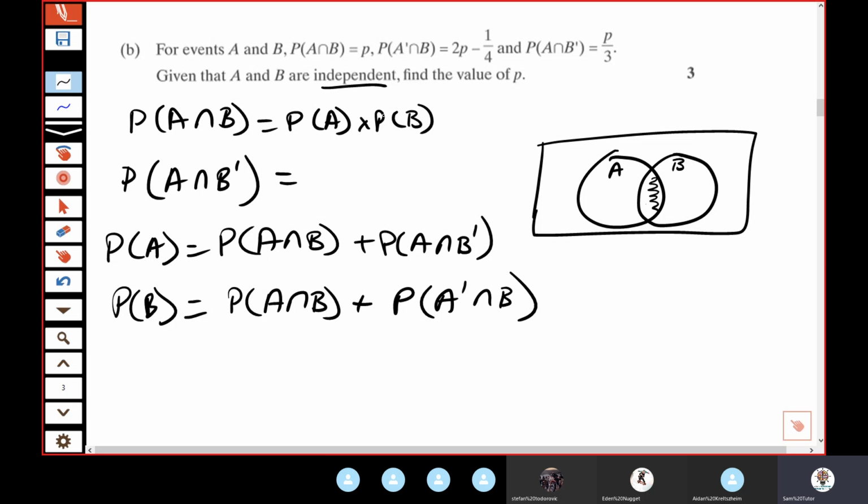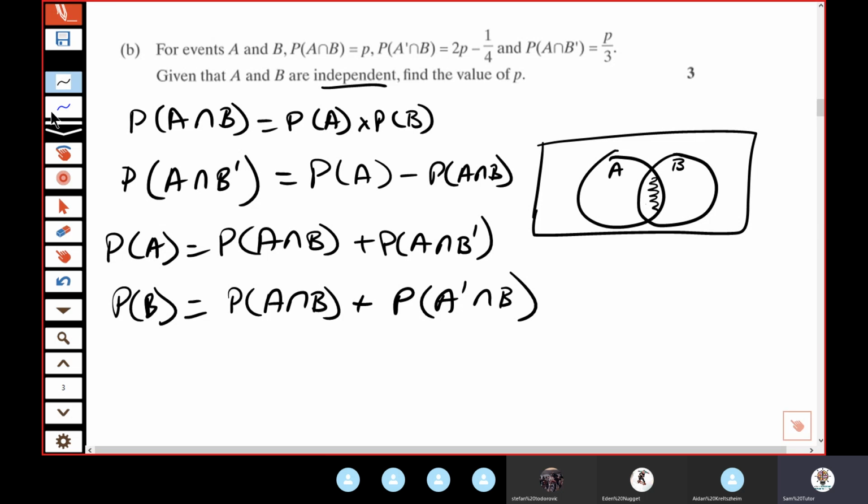Probability of A and not B. Say that again. A and not B is probability of A minus probability of A and B. Yeah, like that. So that becomes probability of A minus probability of A and B. And we know what probability of A and B is. It's P(A) times P(B). Okay. We're going to just use all of this put together.